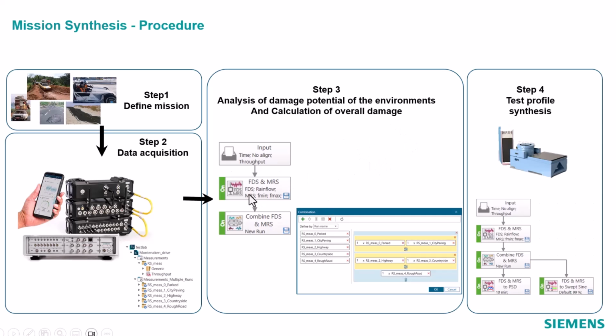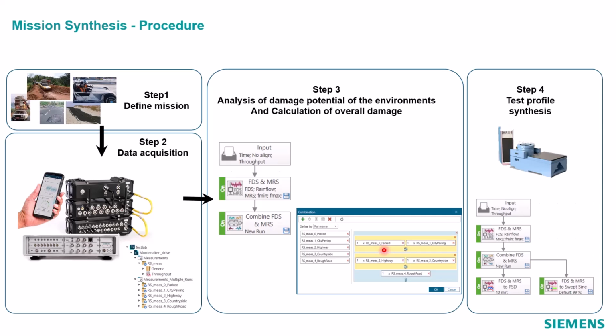Next, we need to analyze the damage potential of those environments and calculate the overall damage. And we'll do that using a function called the fatigue damage spectrum. So in Testlab, we've implemented a fatigue damage spectrum and a maximum response spectrum calculation. We need to combine the fatigue damage spectrum and the maximum response spectrum together for all these different events. And when I say combine, we combine these together in different ways. We might combine these in parallel.